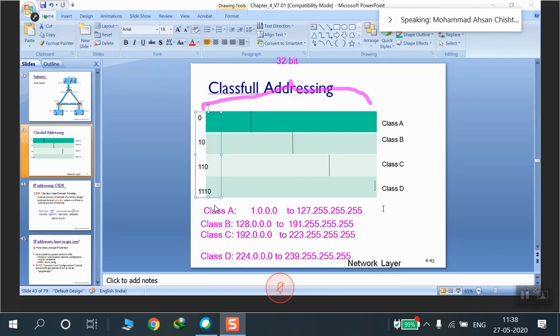And class D that we have here is known as multicast addresses. I'll just write here.